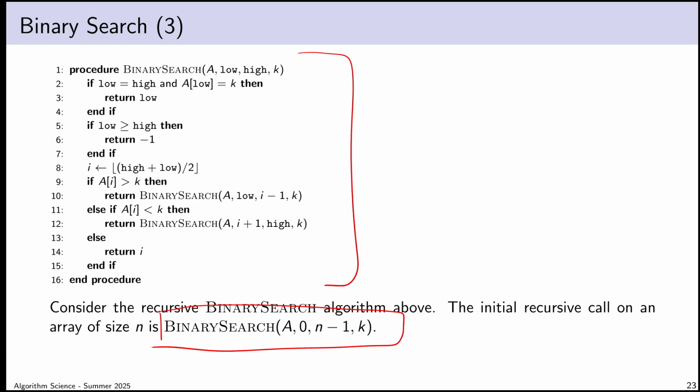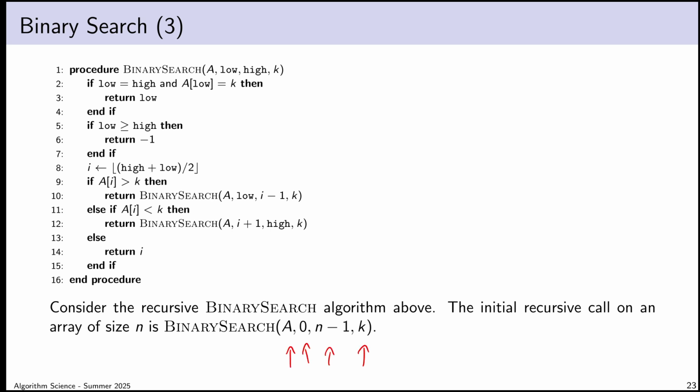So in this case, we can do that. When you want to search for a value k in your array A, you just pass in 0 and n minus 1 as the other two parameters. And those become the range low and high.